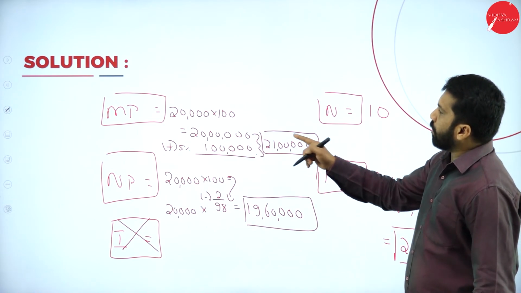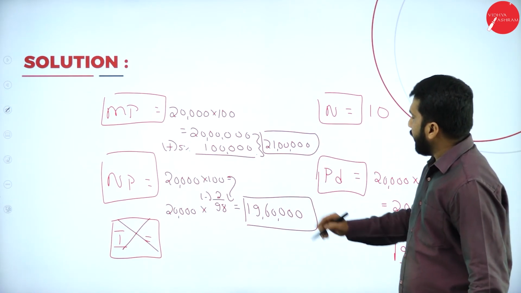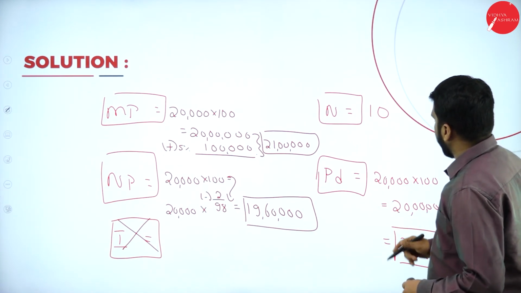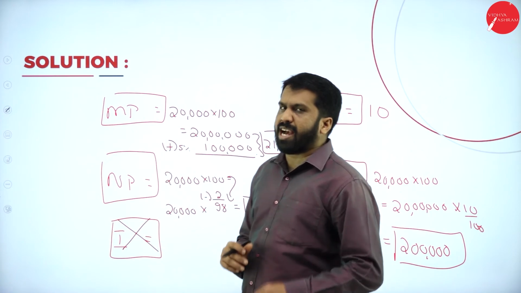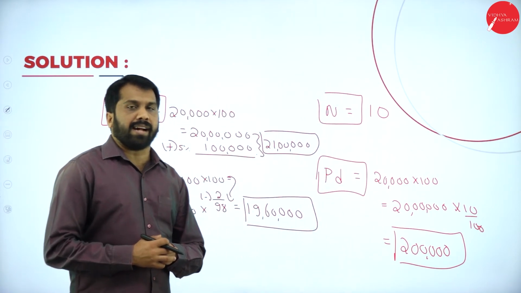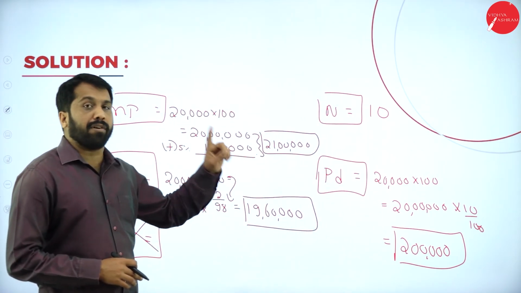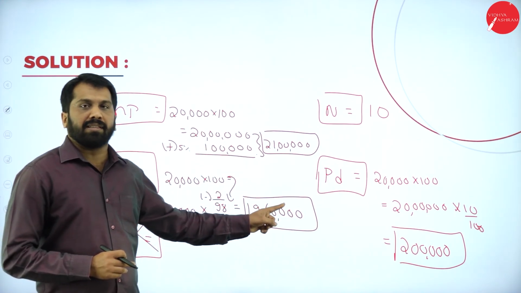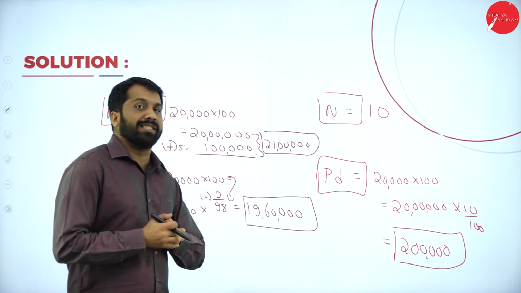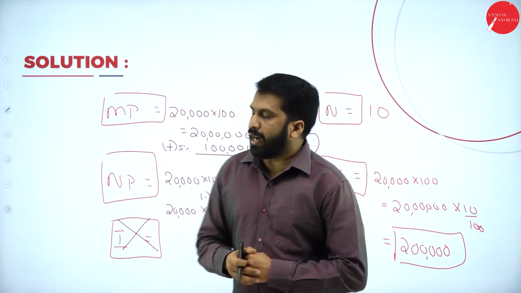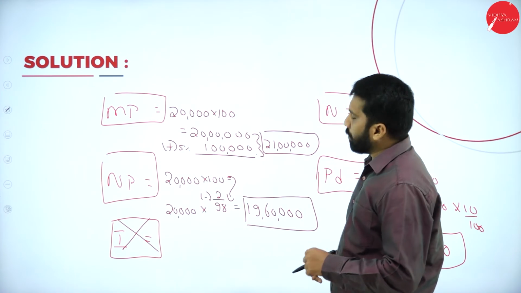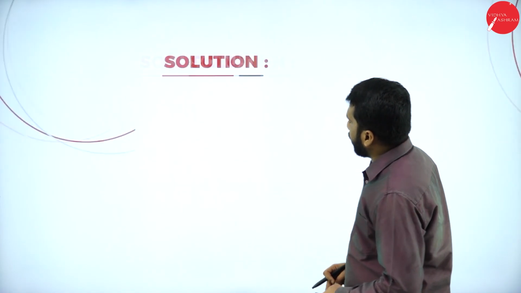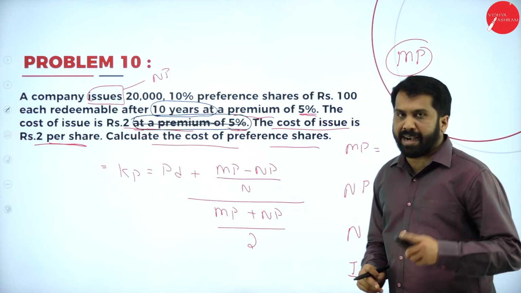Remember, you got your MP, you got your NP, and you got your number of years, and you got your preference dividend also. Just have a try. I'll send you the correct answer. But whatever you did for your debenture, the same procedure will follow here. Try this. We'll see how many of you will send me the right answer. If you want me to add in the formula, I can add that also.